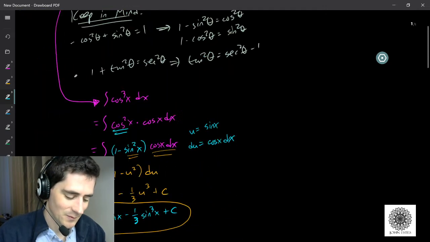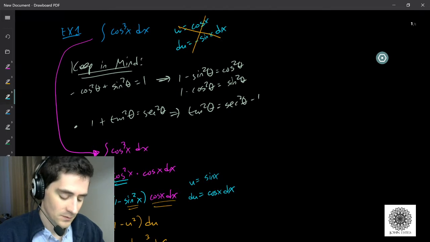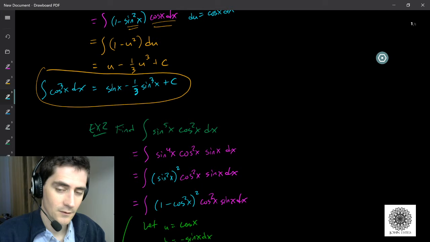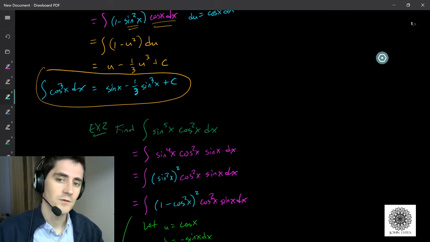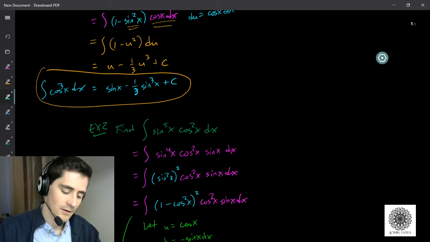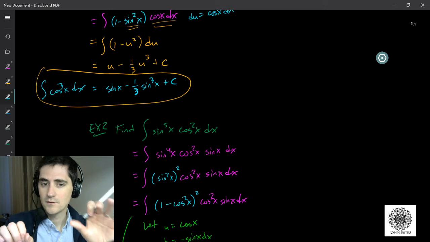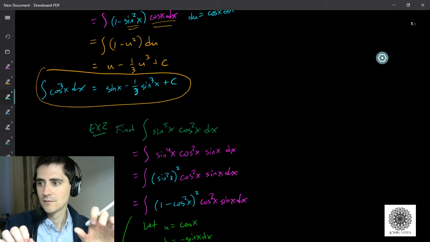Look at examples 1 and 2. What did we have? We had cosine cubed. We had sine to the 5th x cosine squared. So both times we had a trig function to an odd power. If you have an odd power, you can always pull out one of those and then use a u substitution on the even power.